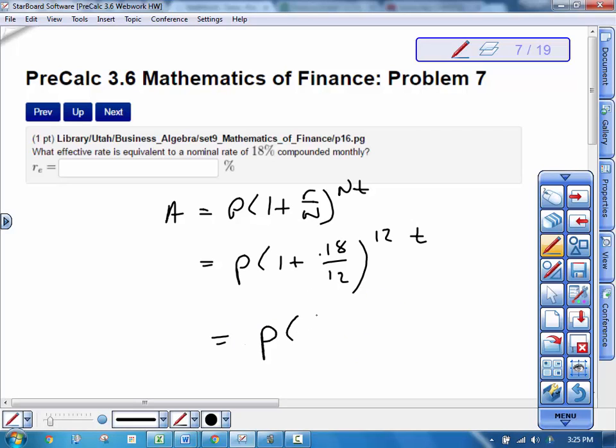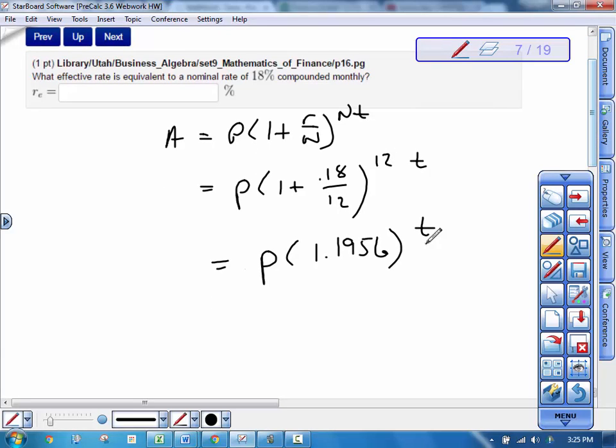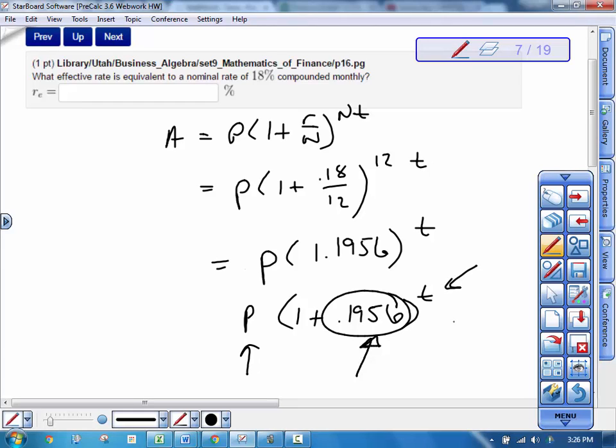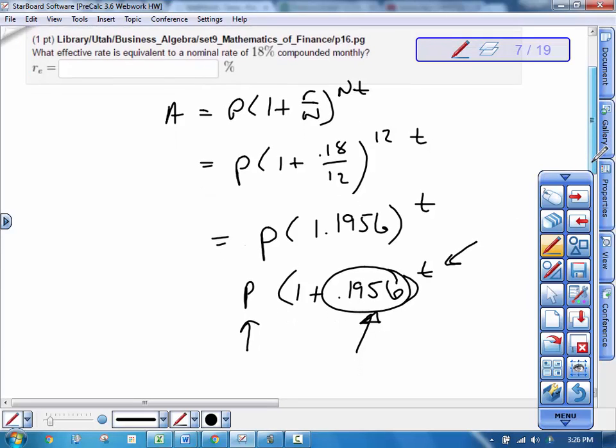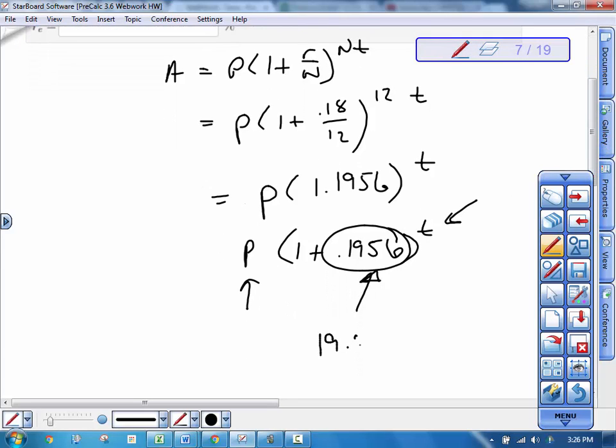It gives you p times, when you simplify this, if you do 1 plus 0.18 over 12 and then raise that to the 12th power, 1.1956 to the t. So you can see it's actually like multiplying by 1 plus 0.1956 a certain number of times. So you start off with some principal and you multiply by this number however many years you have. So that's actually the amount right here that you're adding. That's actually your effective rate, which is 19.56%.